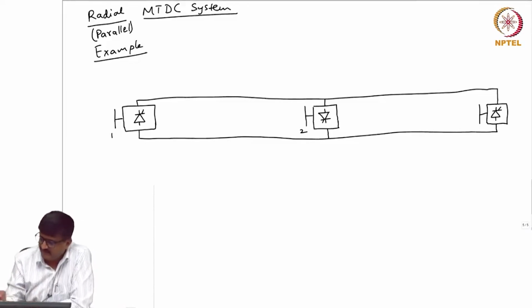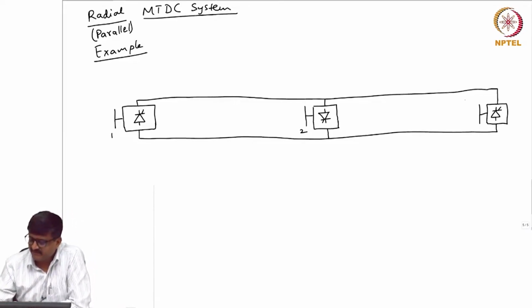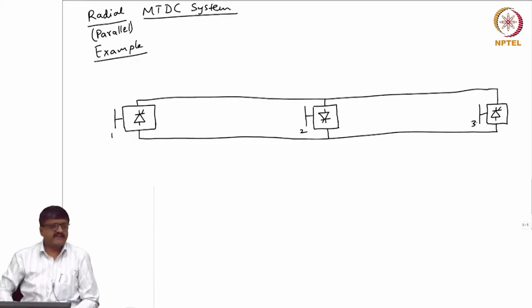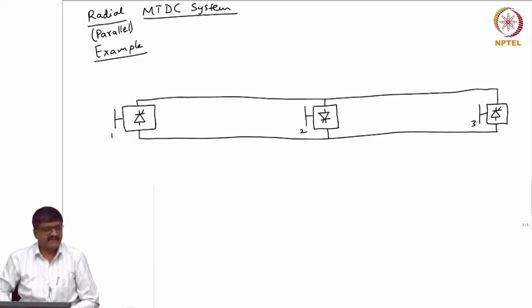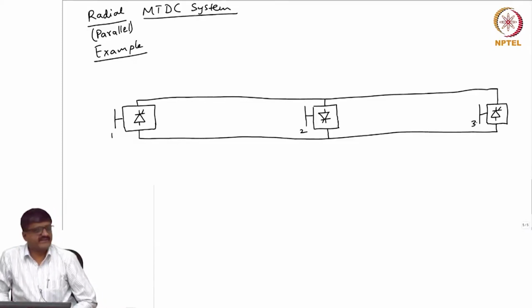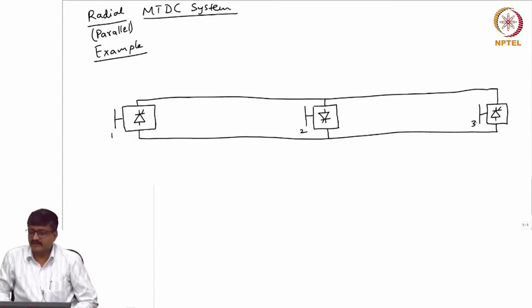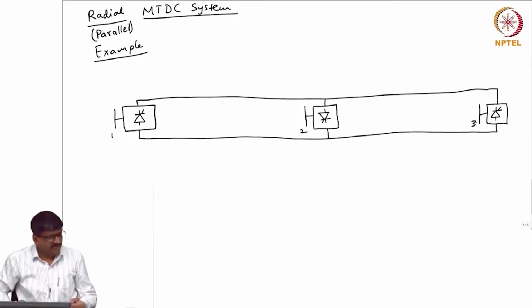So, looking at the way I have shown the schematic diagram of the converter, one can see that the converter at bus 2 is shown in a different way compared to the converters at buses 1 and 3. That means, if 1 and 3 are operating as rectifier, then the converter at bus 2 is operating as inverter. Okay. Say the schematic I have shown is like that.